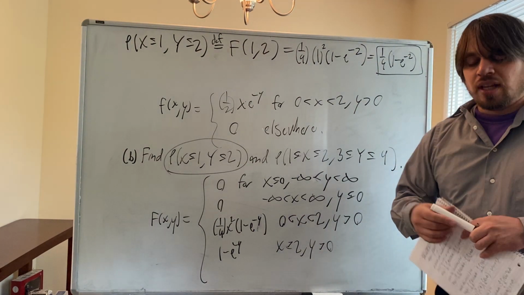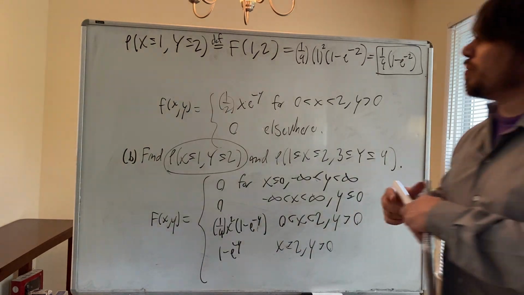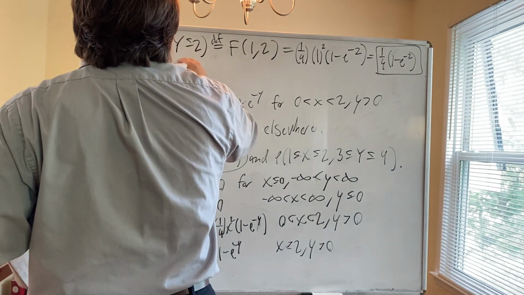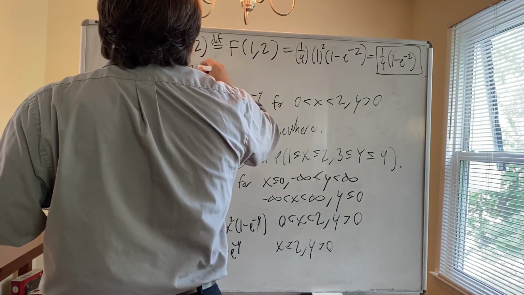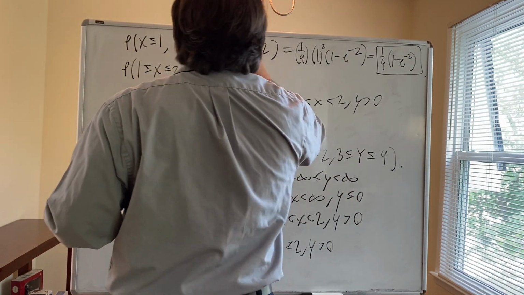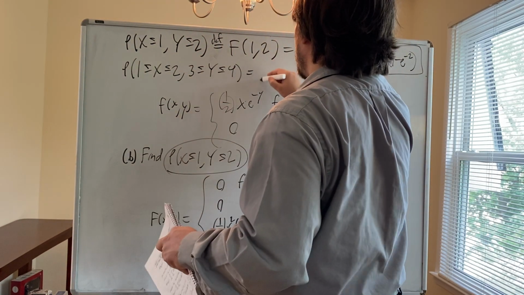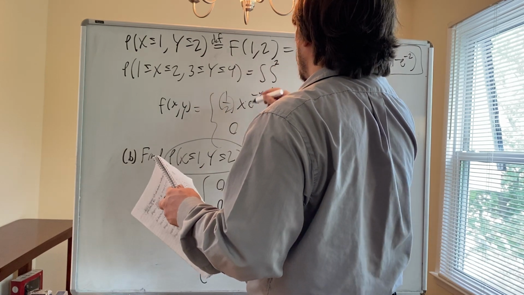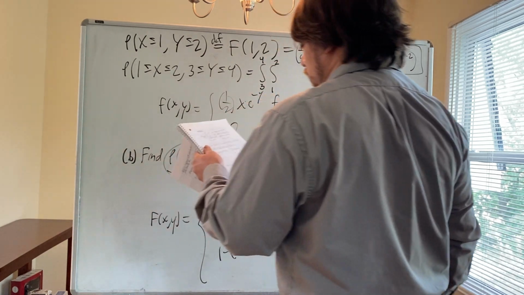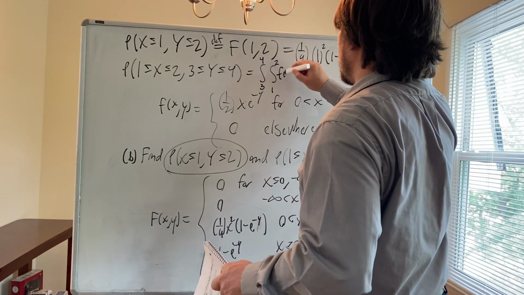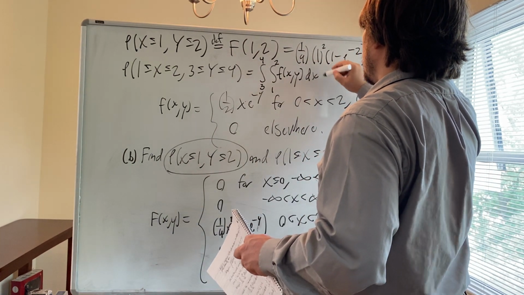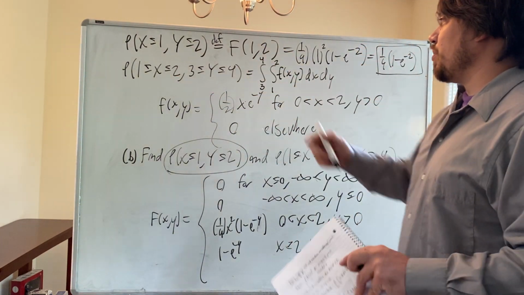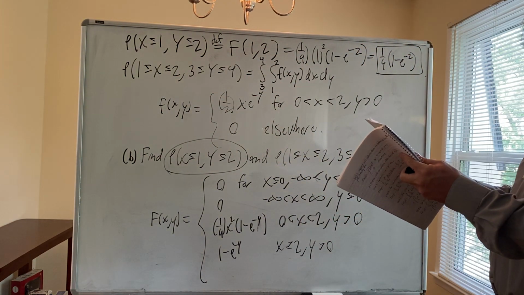Okay. So for the next probability, the probability that 1 is less than or equal to x, less than or equal to 2, and 3 is less than or equal to y, less than or equal to 4. And so for that probability, we're going to integrate. We're going to integrate x between 1 and 2 and y between 3 and 4. It's going to be f of x comma y dx dy. These are the x values 1 to 2, and the y values are from 3 to 4. And so we're going to compute that definite integral.